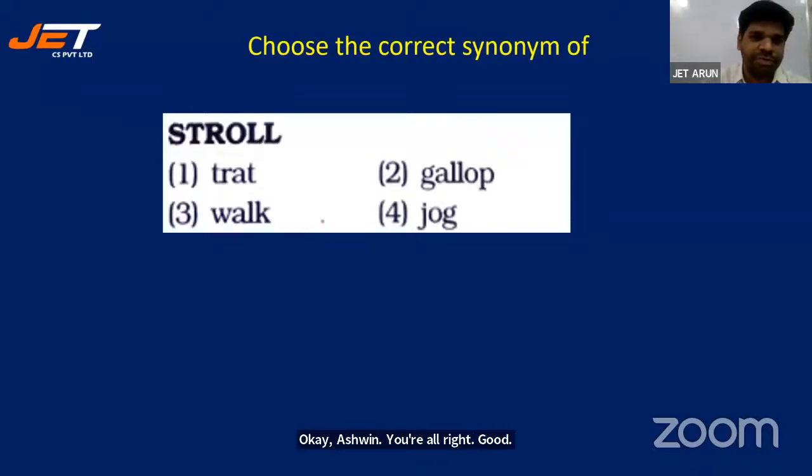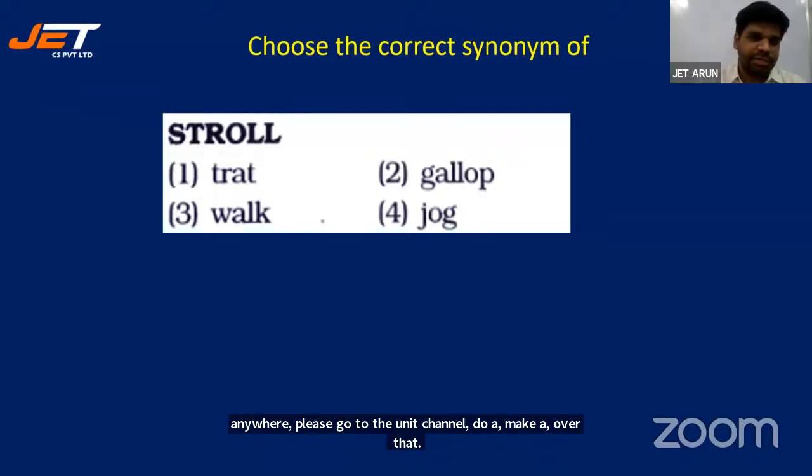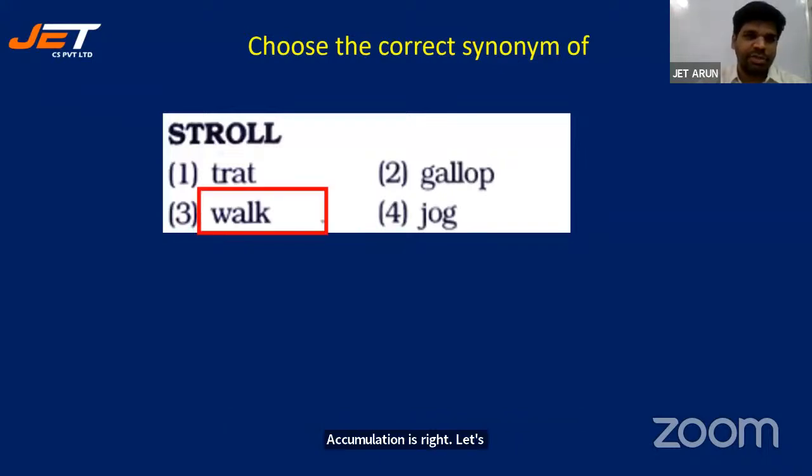Students, a quick revision. I'm going for a rapid fire round. So if you miss anything, or go wrong anywhere, please go to the YouTube channel and do a quick revision over there. Agnivesh is right. Let's look at the key. Yes, it's absolutely right. 3 is absolutely right. So stroll means walking. Strolling is walking.